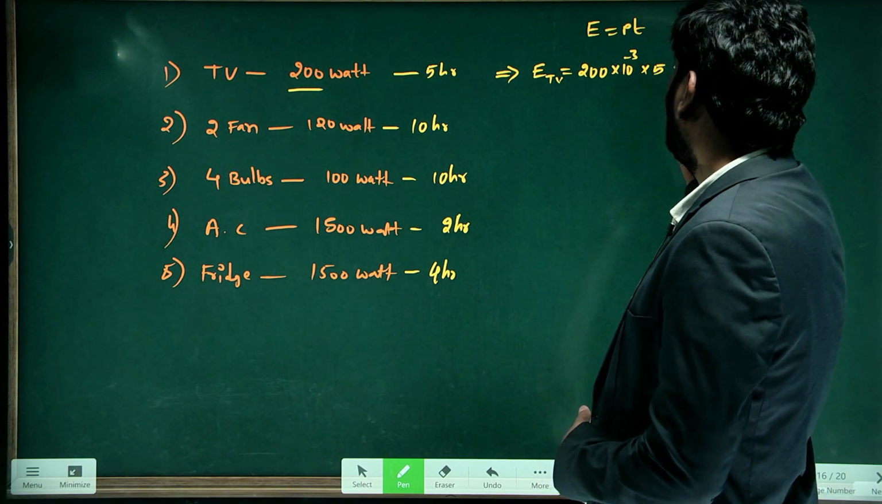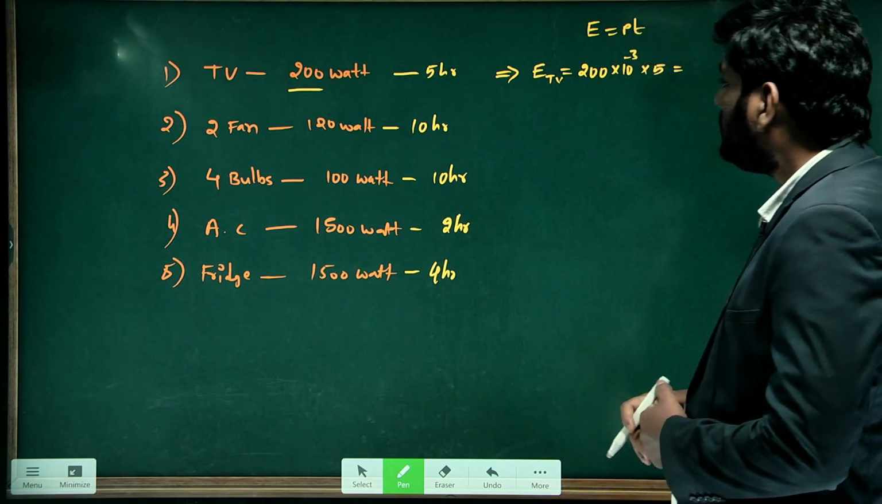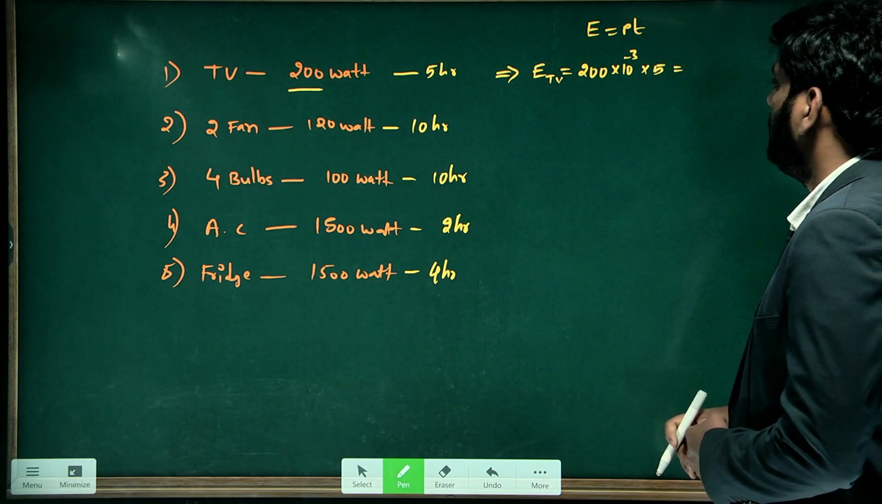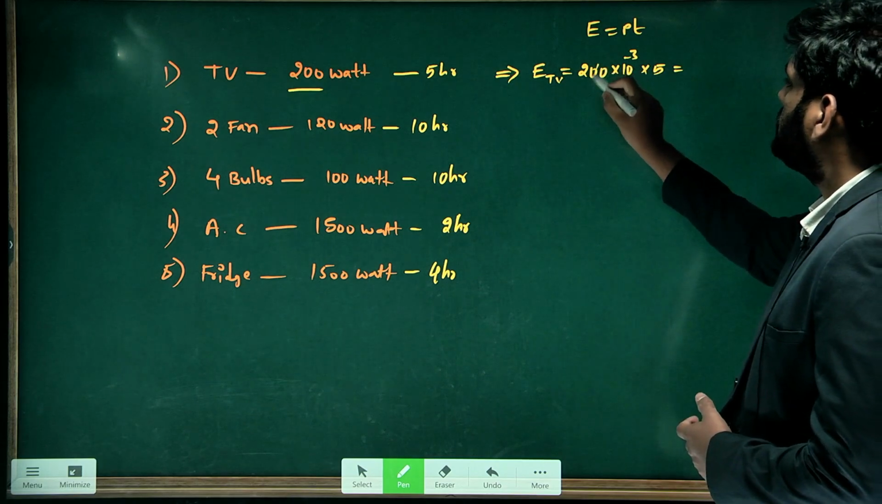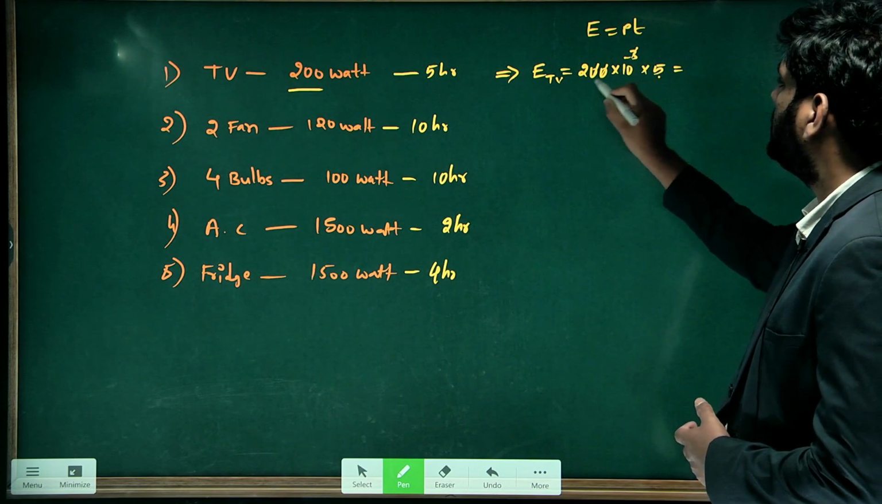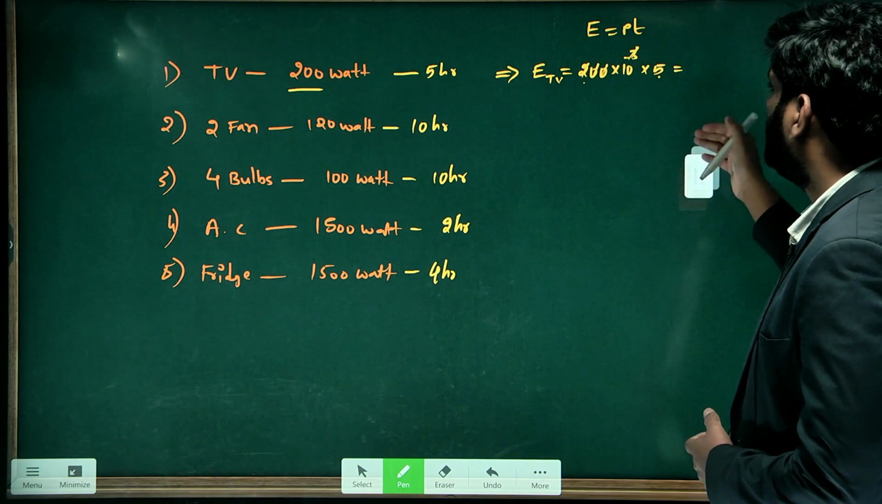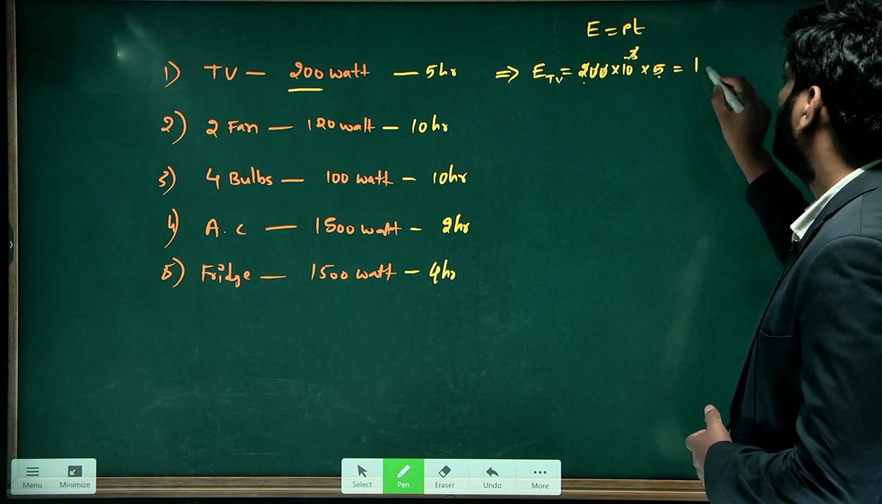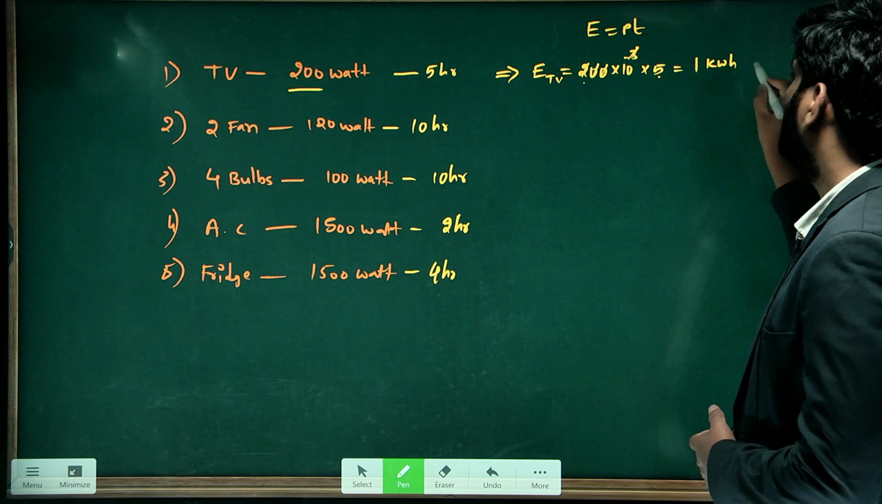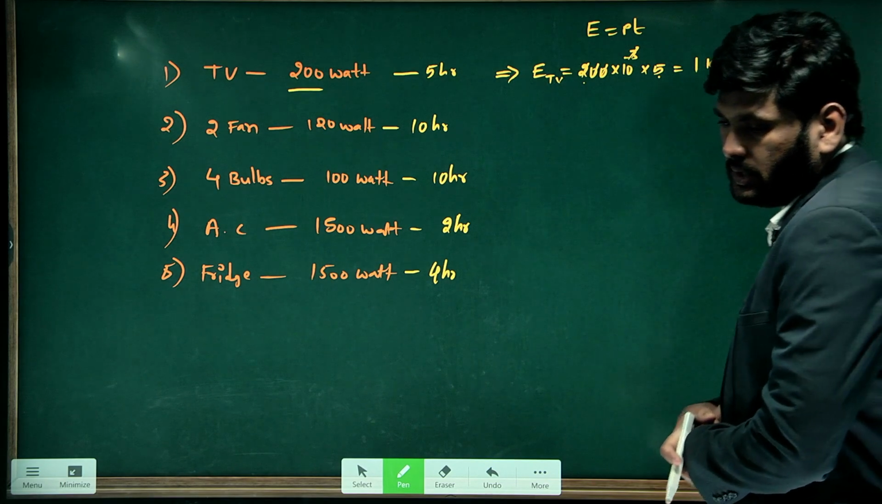So finally, how much is the energy consumed by the TV for one day? This 2 will get cancelled, 5 into 2 is 10, and that is also cancelled. Totally, the energy is 1 kilowatt hour, that is 1 unit. Understand?